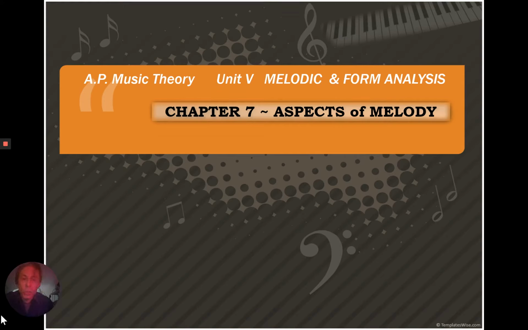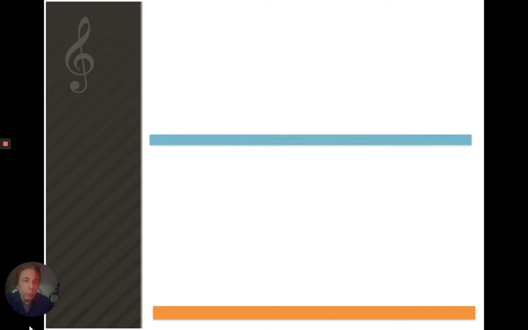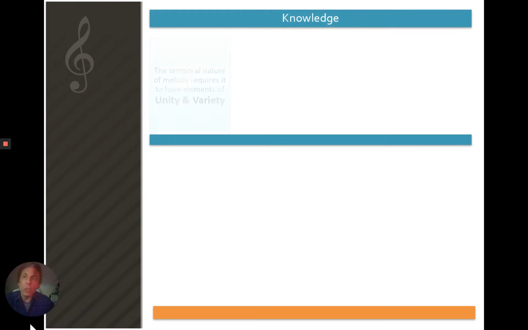All right, so we're going to start a new unit and chapter. This unit is entitled Melodic and Form Analysis, so we're going to just get started on it. After we discuss these things, we will be getting into the composing unit, our final project for the year. So especially as we discuss these aspects of melody, be thinking not only from an analysis point of view, but also from your own creative and compositional point.